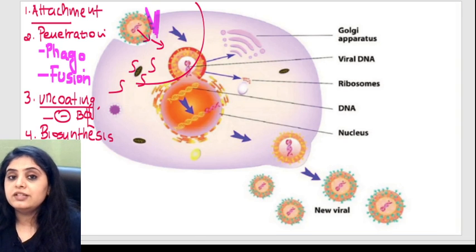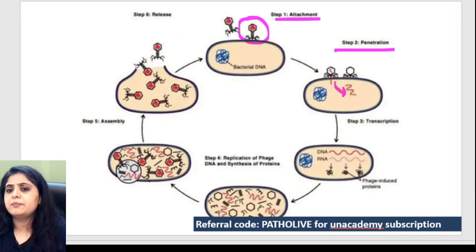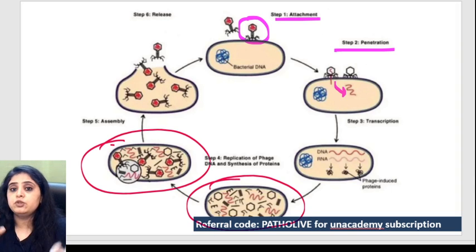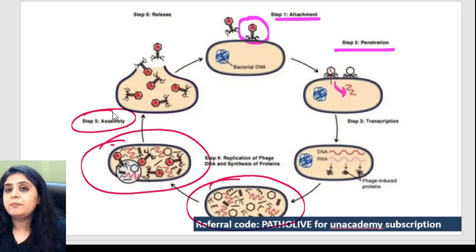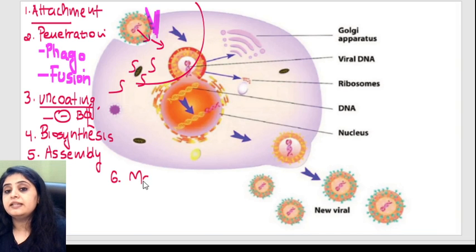Now guys, once biosynthesis is over and new virions have formed, package them, assemble them. So let's take the example of bacteriophage. See, new viruses have formed. So now just package and assemble them. Make them into proper bacteriophages. Proper packaging and assembly is needed. So first, after biosynthesis, we will need assembly. After assembly, you let them mature, and once they are mature, you can let them release.